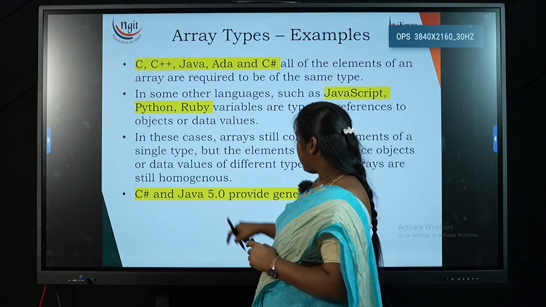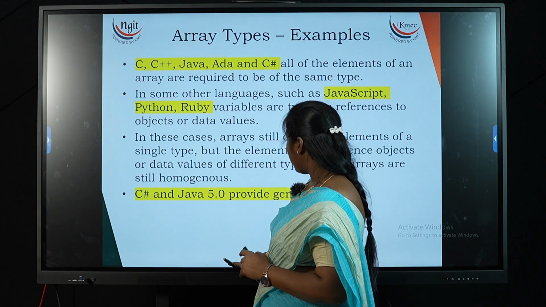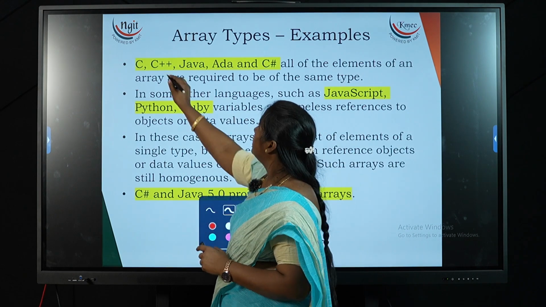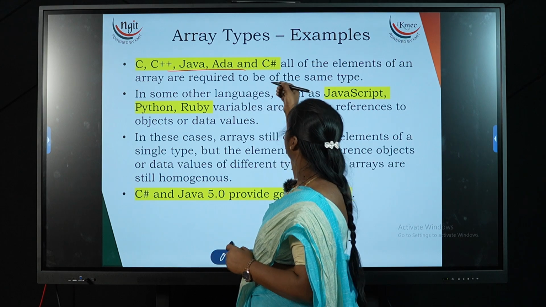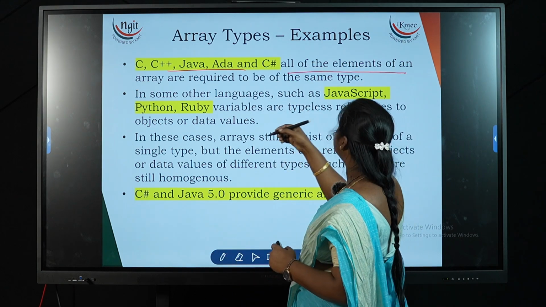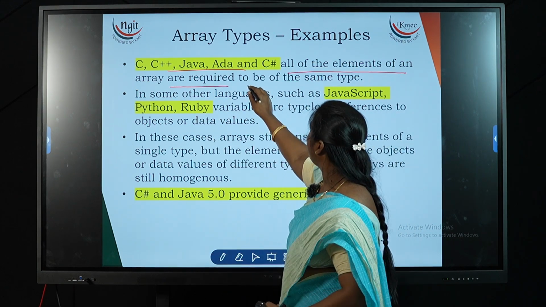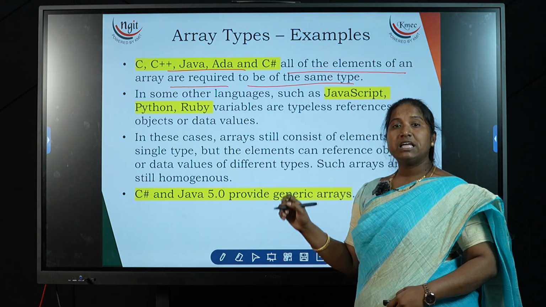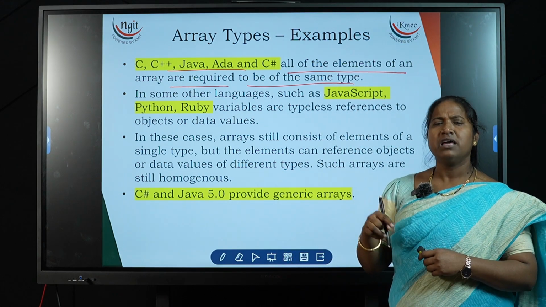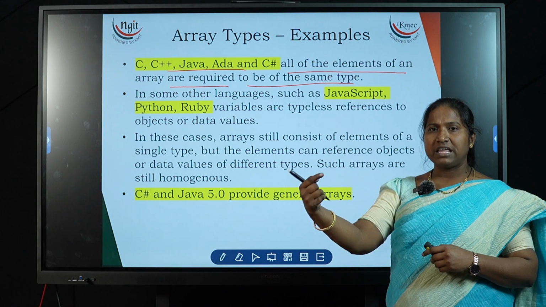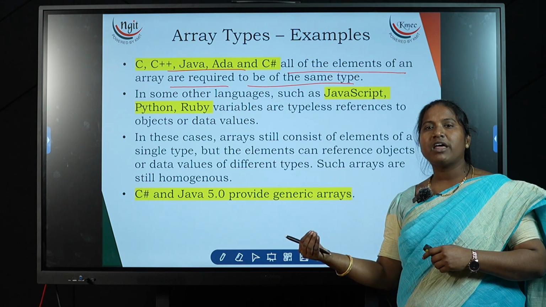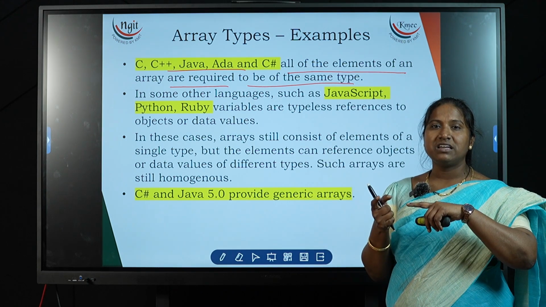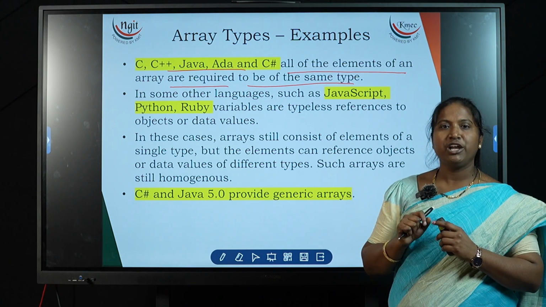C, C++, Ada and C#, C++, Java, Ada, C#: all of the elements of an array are required to be of the same type. That's what I said, similar elements. Yes, it is true that there are arrays in other programming languages which take dissimilar elements into them.